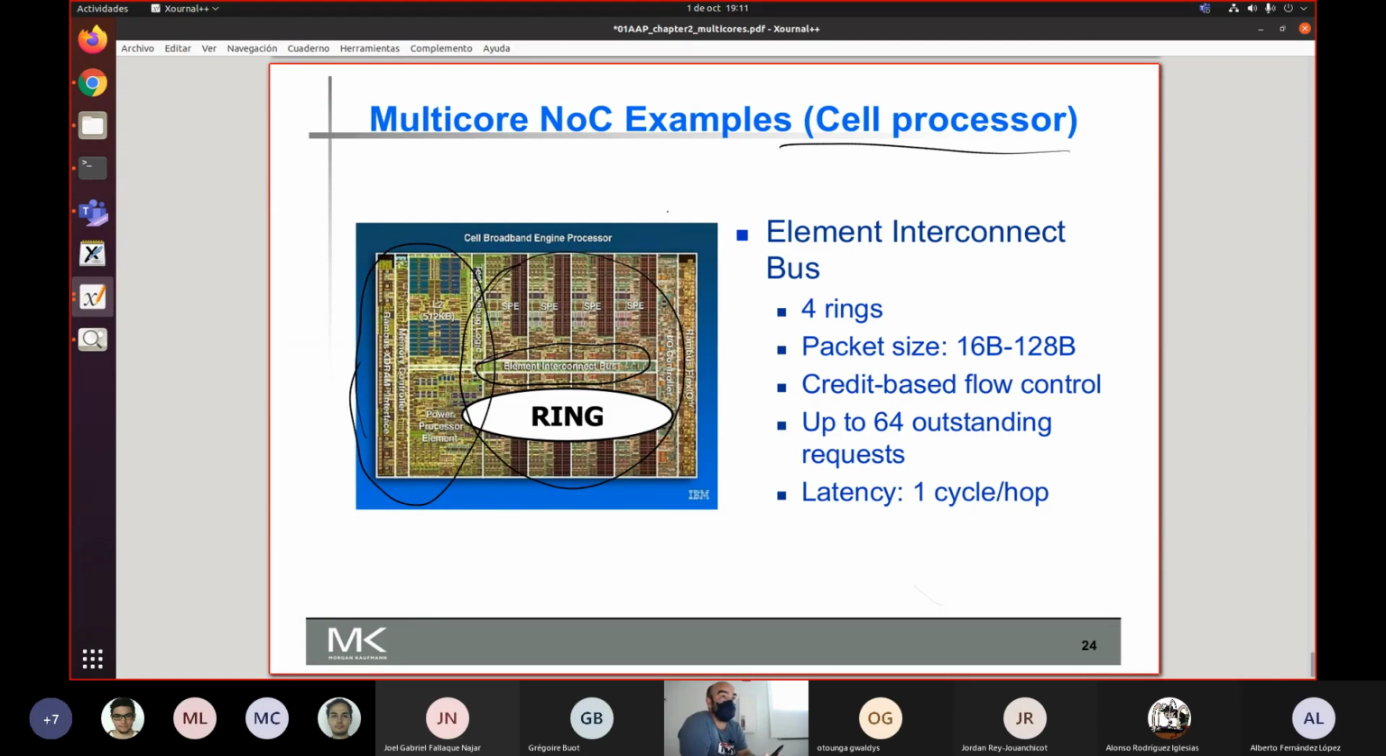Somebody asked what kind of connection is used by AMD between CCXs in the last generation. I don't know, probably a ring, but I don't know. I should check the documentation.